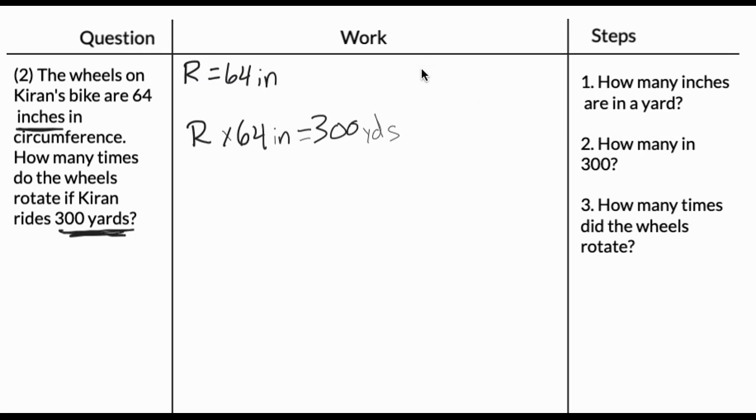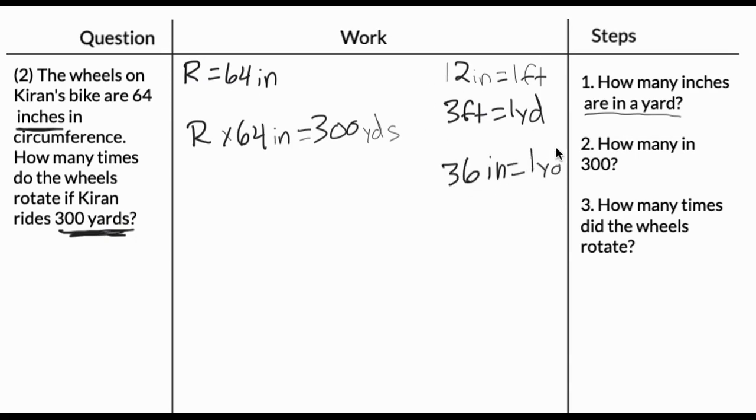So the way we're going to do that is first we know that there are 12 inches in 1 foot, because I want to figure out how many inches are in a yard first. I know that there are 3 feet in 1 yard. So to find out how many inches are in 1 yard, I'm just going to take 12, multiply it by 3, which gives us 36 inches in 1 yard.